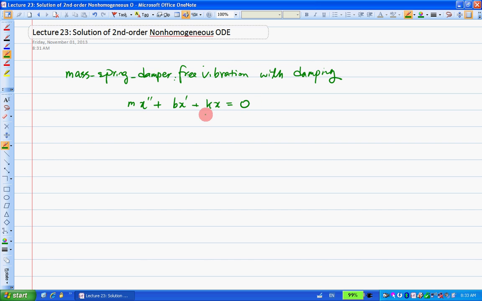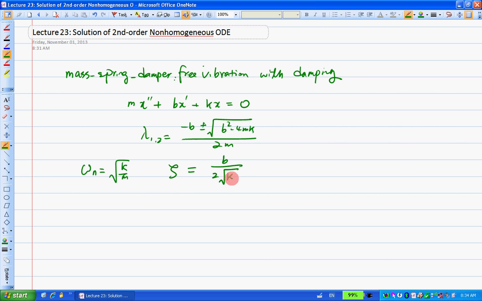So M, B, K, they're all physical quantities. They're all greater than 0. And we know that the solution for this one here is negative B plus minus the square root of B squared minus 4mk, over 2m, right? So instead of using M, B, K, we define a new set of parameters. We define our natural frequency as the square root of K over M, okay? And then we define our so-called damping ratio zeta, which is B over 2 root Km.